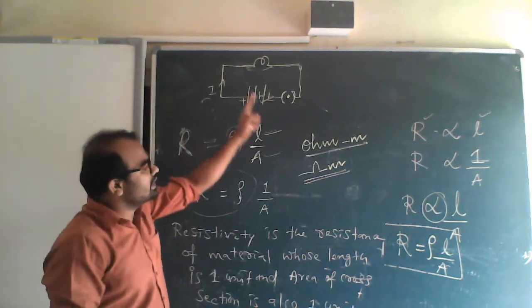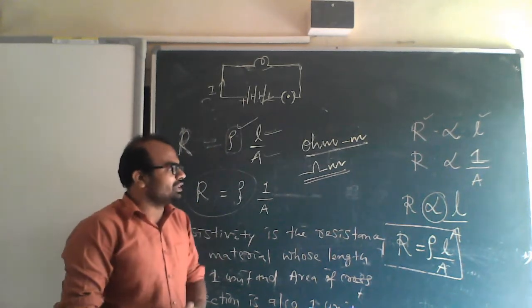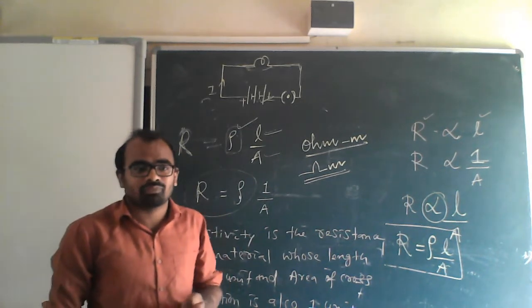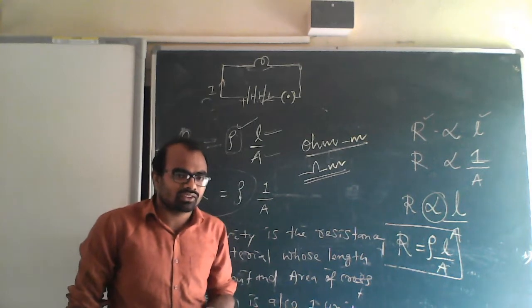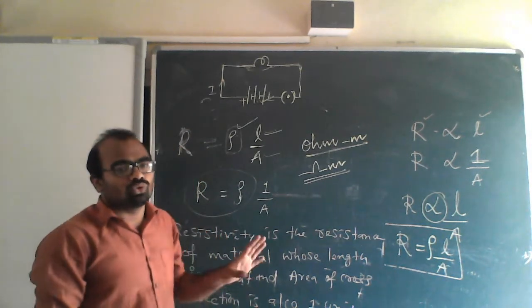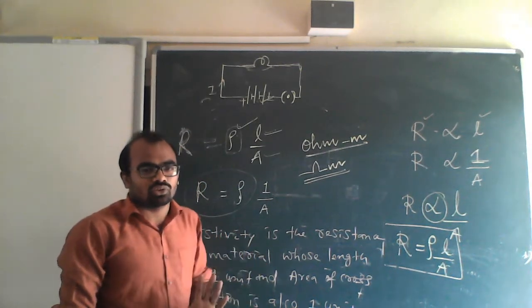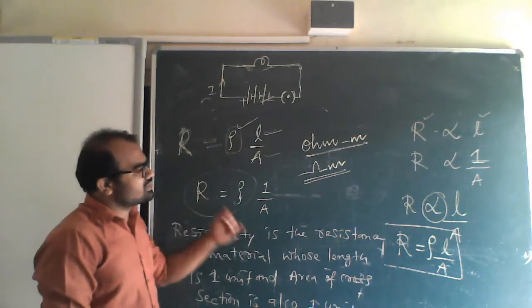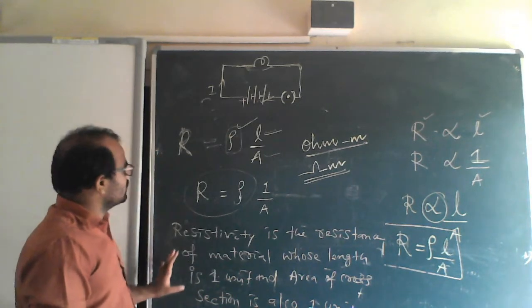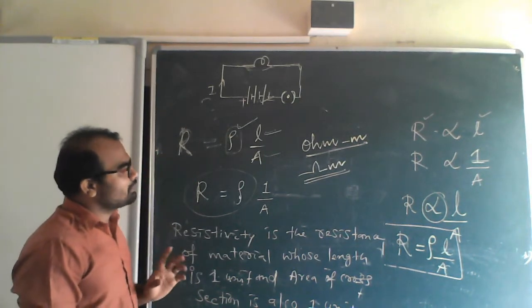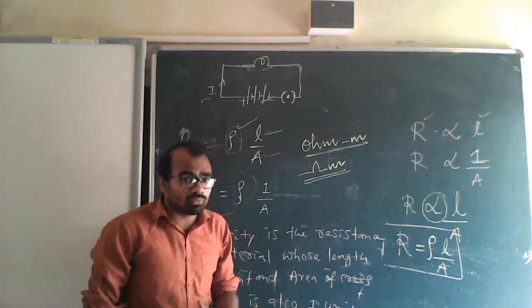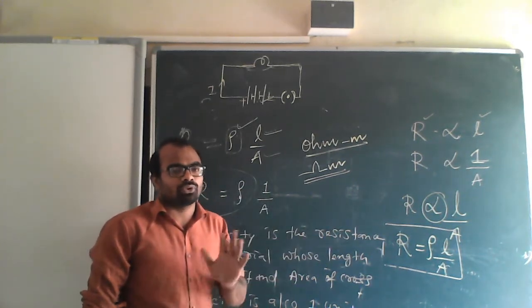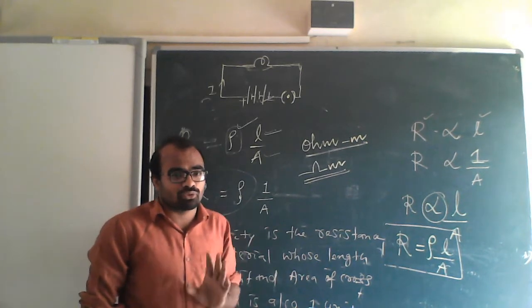So this is regarding the total class. We learned what resistance is, the factors on which resistance depends, and what resistivity is. The SI unit of resistance is ohm, and the SI unit of resistivity is ohm meter. You have to remember all these things, and Ohm's law also.